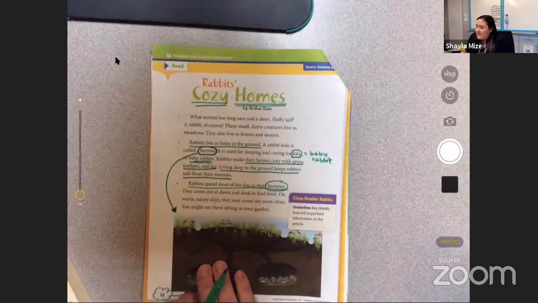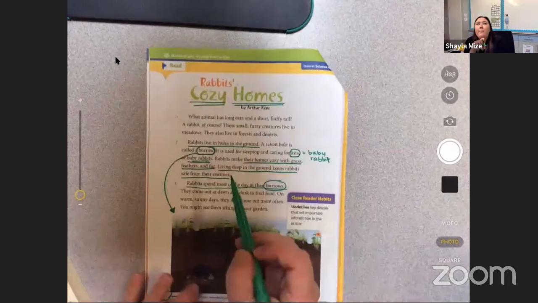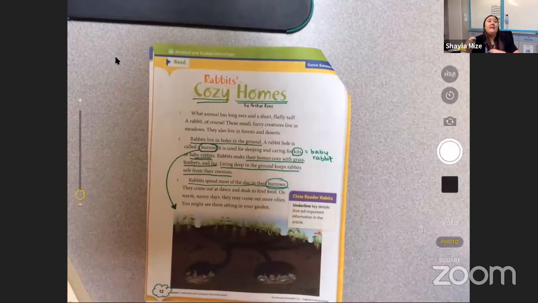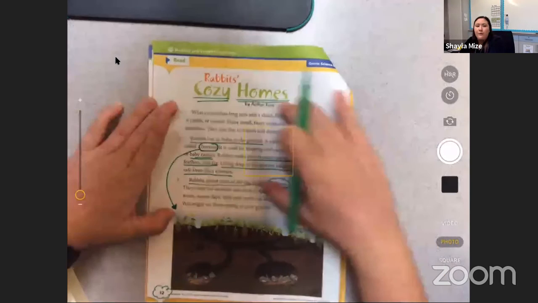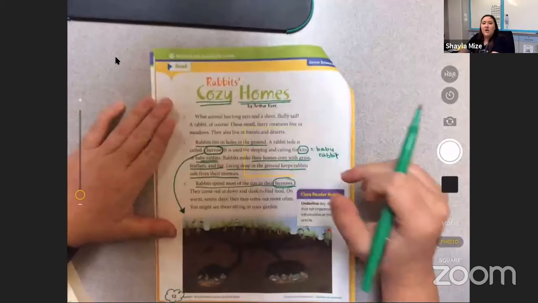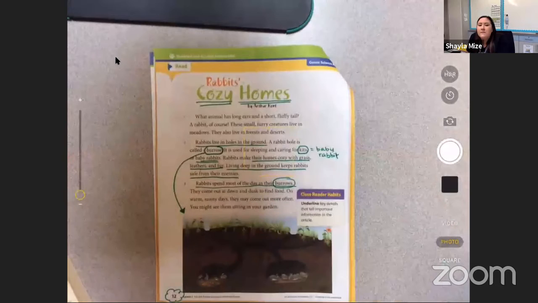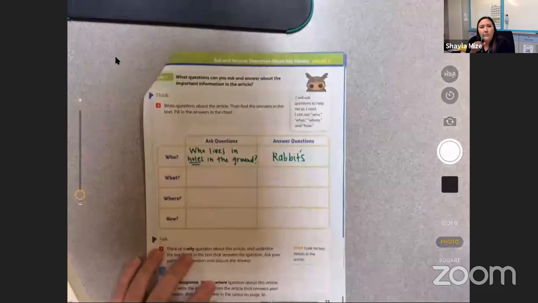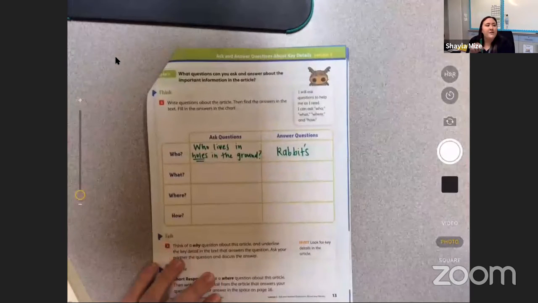So special might not be the right word to use because the rabbits are special, but there's nothing in our article that's proving that they're special. We're talking about how the homes are, what rabbits do, how they sleep, why they're cozy homes, things like that. So come up with a different what question. You do not need to write.